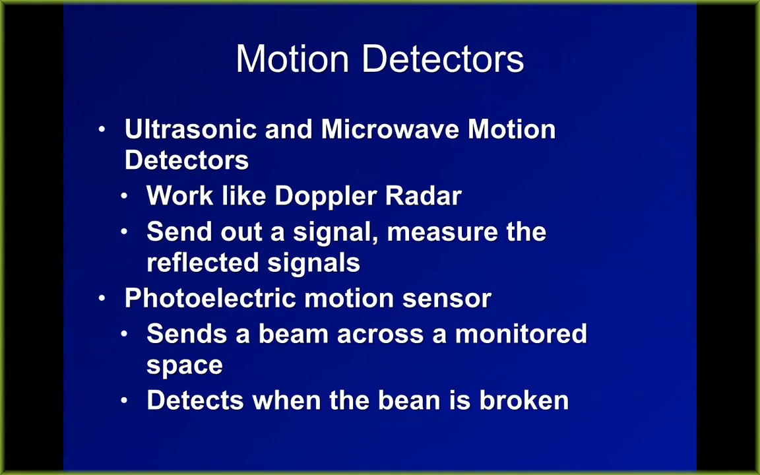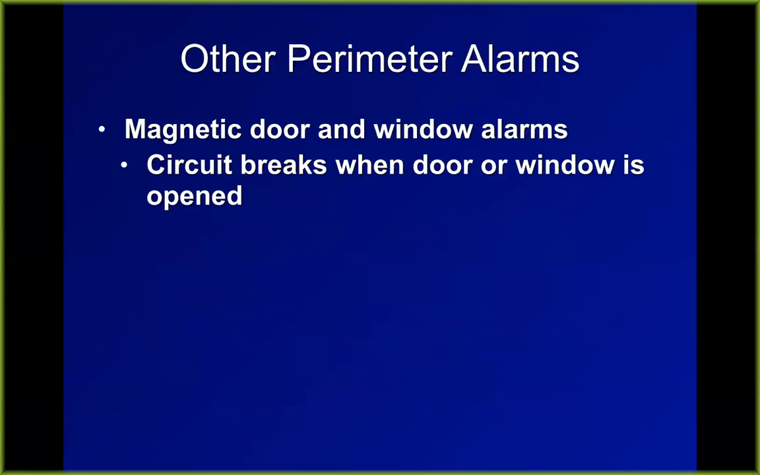Motion detectors come in various types. They can send out some kind of signal like ultrasonic or microwave and watch the reflected signal and see if it changes. There are photoelectric ones that send a beam across a space and detect when the beam is broken. These are all ways to set alarms off if people are walking where they shouldn't be, or to detect motion and open the door because you think someone is trying to leave a burning building.